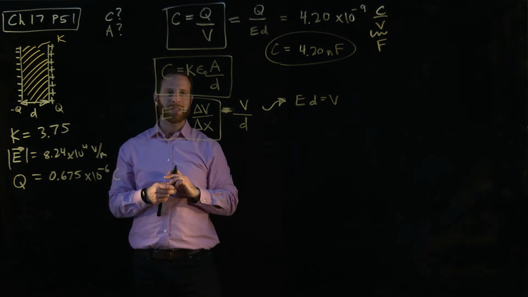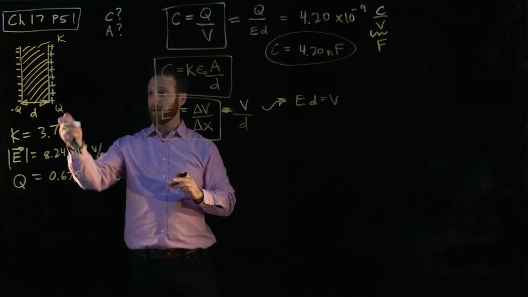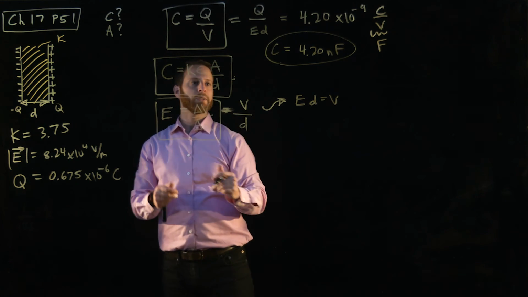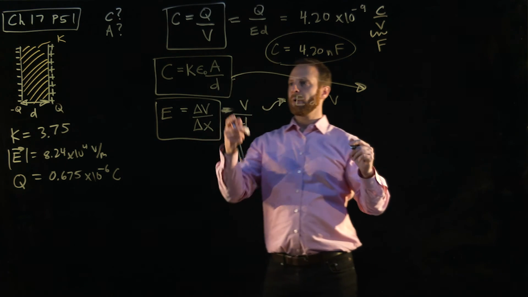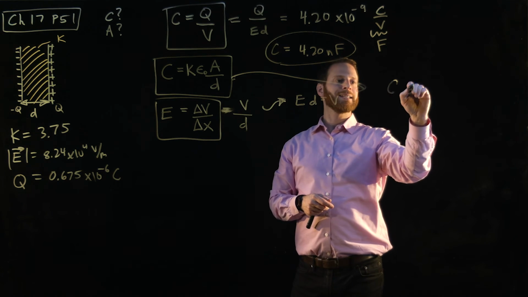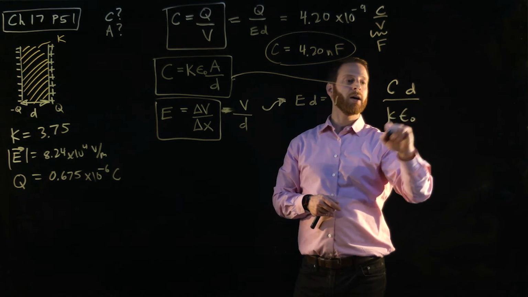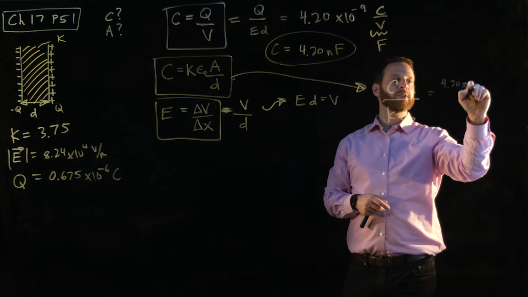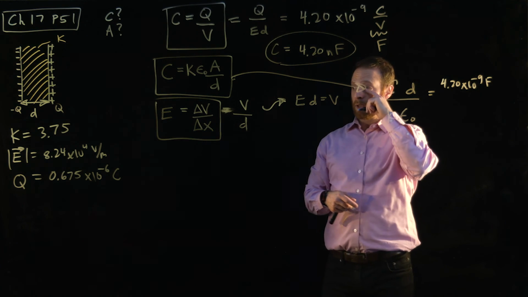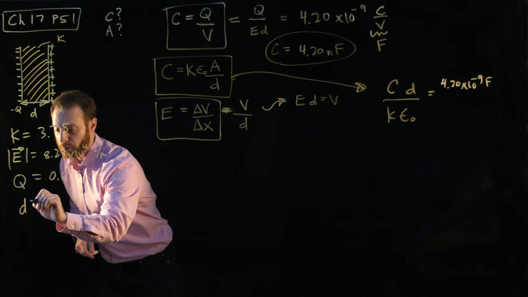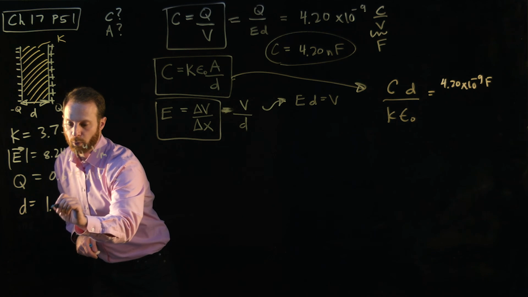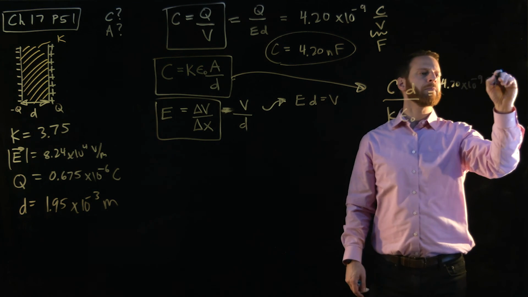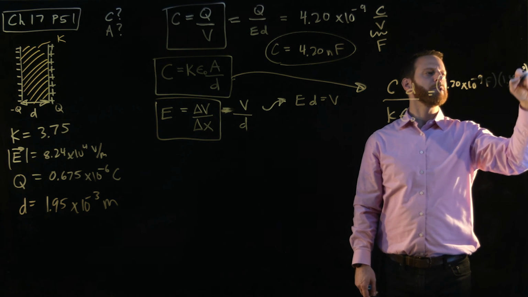The last thing to do is figure out the area of any one of these plates. The only formula that the area comes in is right here in this equation. Let's see if we can determine what the area is. If we solve for the area, the capacitance times D divided by K epsilon naught, that should do it. We've already computed our capacitance of 4.20 times 10 to the minus 9 farad. The separation, which I have not written down, I should have done that before, excuse me, D is 1.95 millimeters, or 1.95 times 10 to the minus 3 meters.